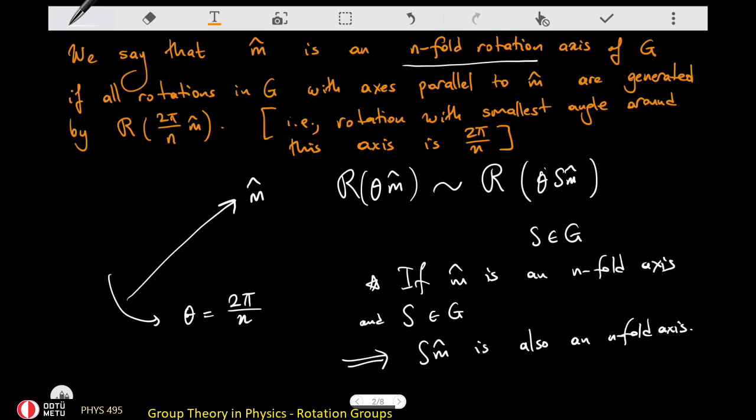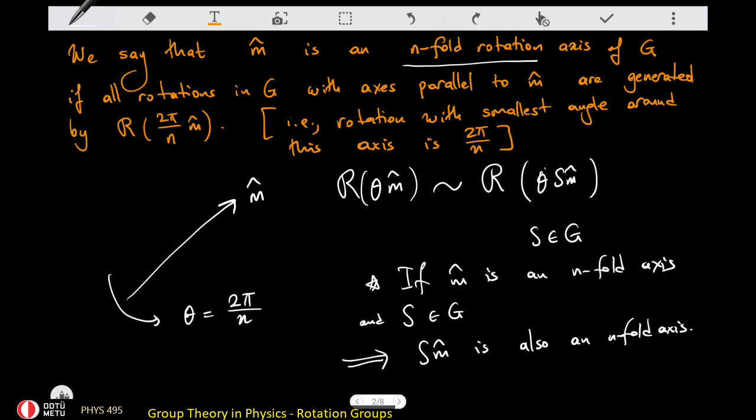So you can also analyze the conjugacy relationship like that. That's true for any kind of S in here. You can use this S for a similarity transformation to convert a rotation around M to a rotation around SM by the same angle. You can think of it like that.